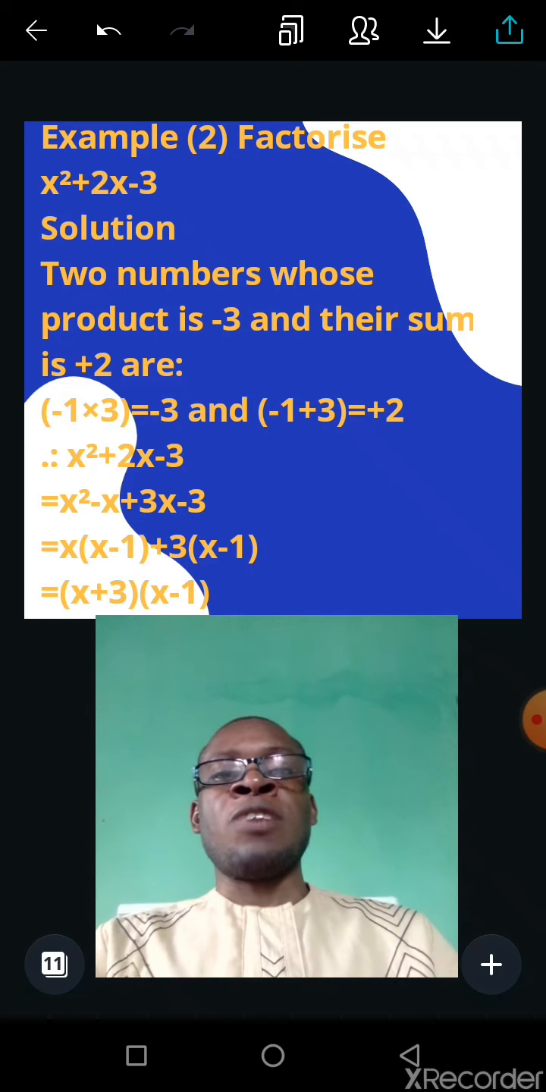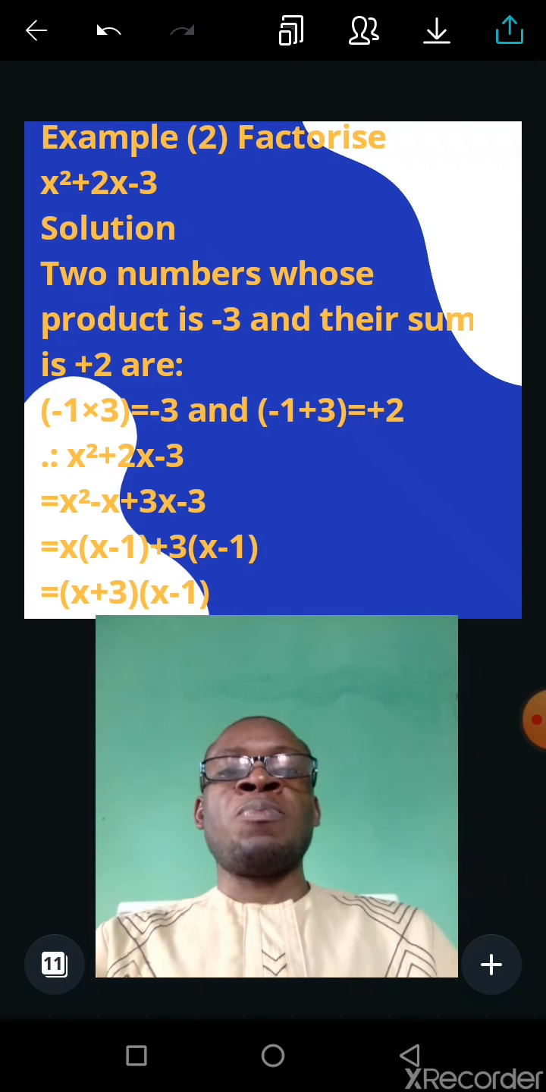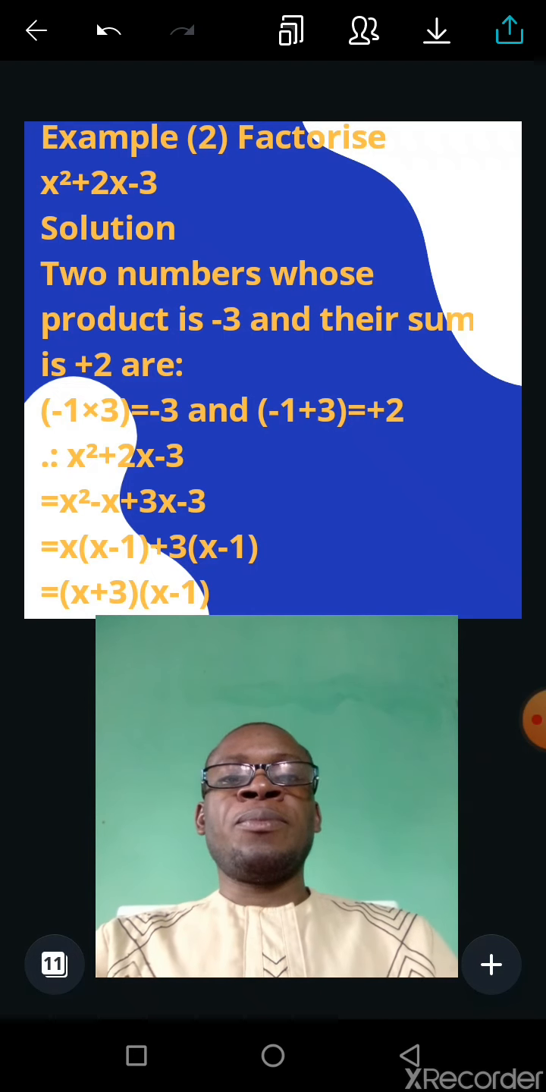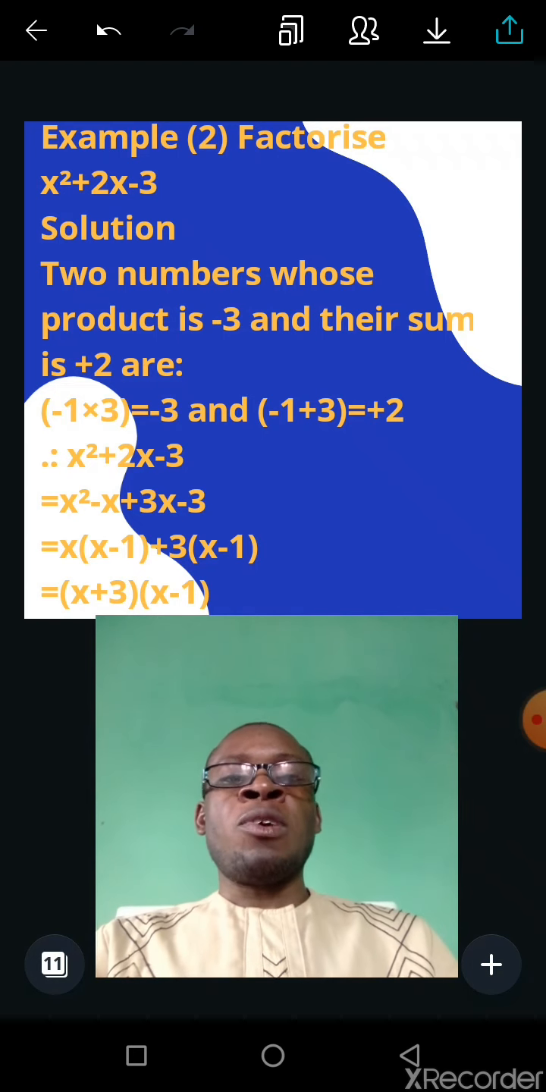Factorize x² + 2x − 3. Solution: two numbers whose product is −3 and whose sum is +2 are −1 times 3, which will still give you −3, and −1 plus 3, which will give you +2, because −1 plus 3 is +2.